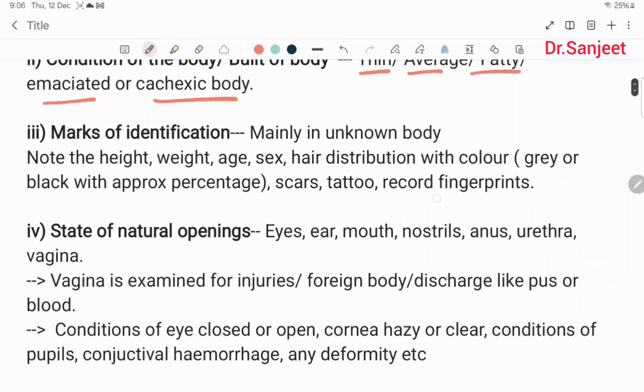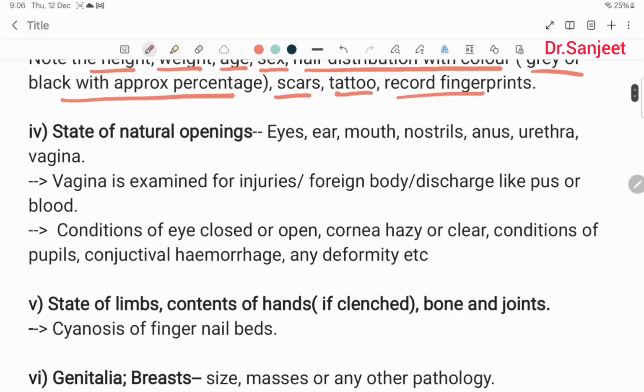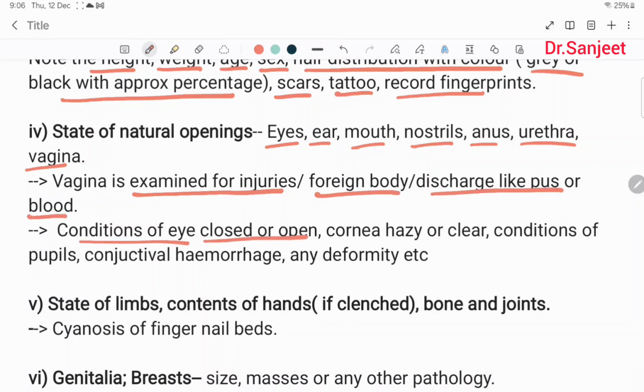Then marks of identification, mainly in an unknown body. Note the height, weight, age, sex, hair distribution with color, grey or black with approximate percentage, scars, tattoo, record fingerprints. State of natural openings: eyes, ear, mouth, nostril, anus, urethra, vagina. Vagina is examined for injuries, foreign body, discharge like pus or blood. Conditions of eye: closed or open, cornea hazy or clear, conditions of pupils, conjunctival hemorrhage or any deformity.